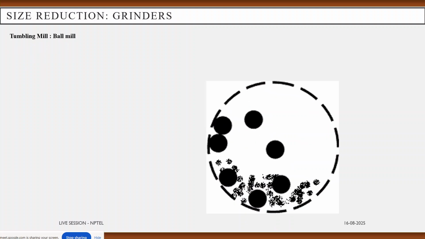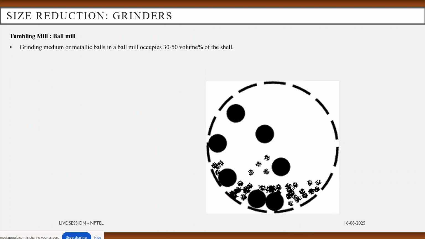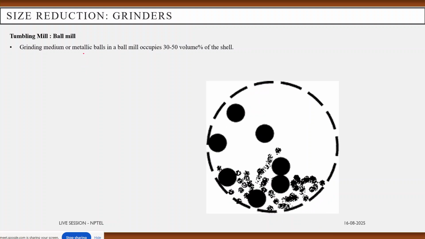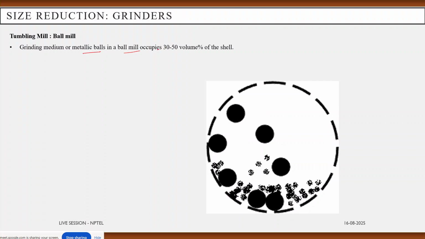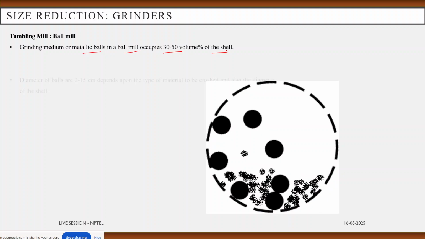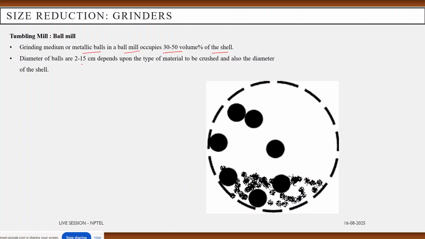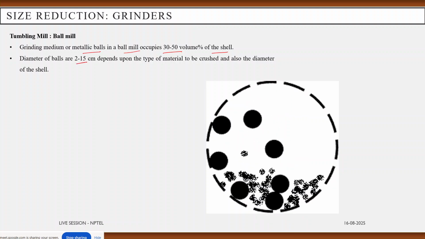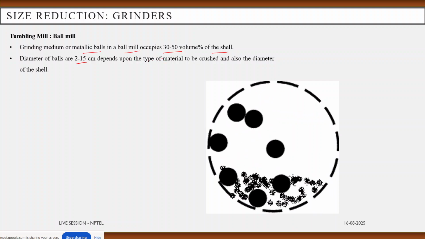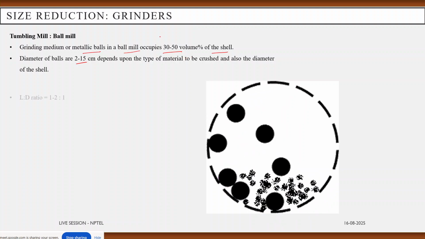So now we are focusing on the ball mill, the part of the tumbling mill we are going to discuss. As we know, the grinding medium, which are metallic balls in the ball mill, occupies around 30 to 50 volume percent of the shell. Now the diameter of the balls introduced as a grinding medium can be 2 to 15 centimeters, depending upon the type of material you are going to grind and also the diameter of the shell.